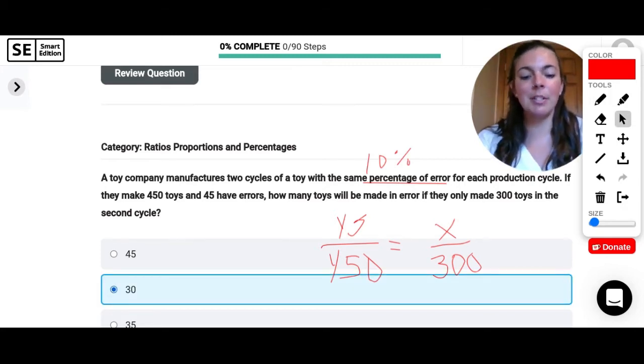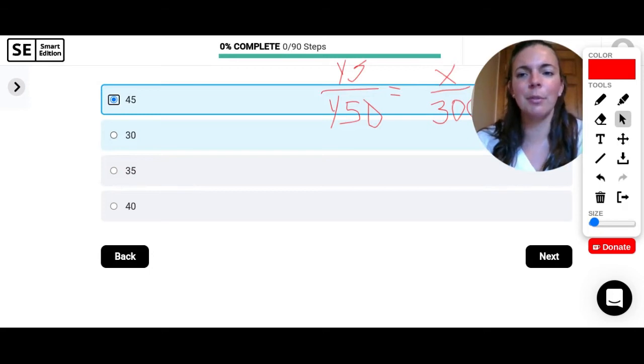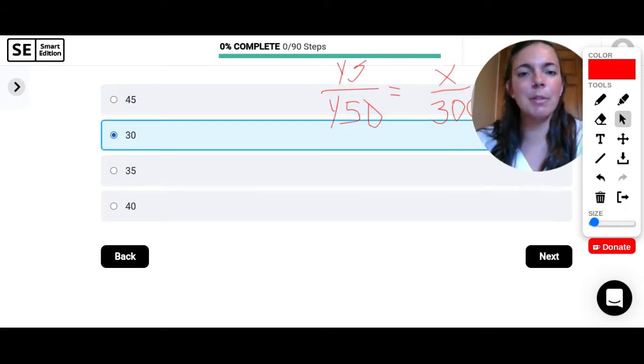And if that is not apparent to you, that is okay. We could go through and cross multiply with the proportion I set up and see if you get the same thing. So go ahead and give that a shot if you'd like. Pause the video and see if you can get 30 as your answer.